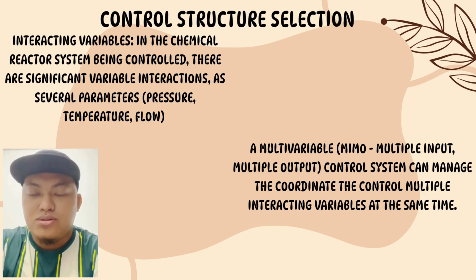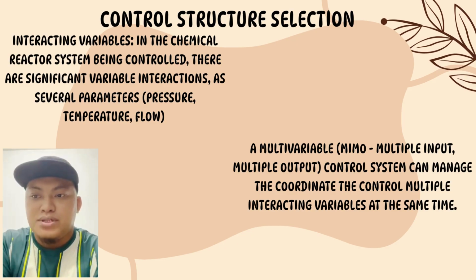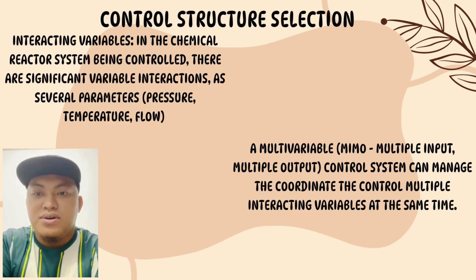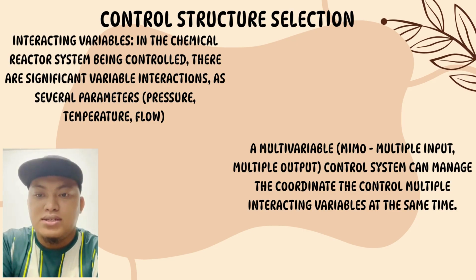Now, continue about control structure selection. First is interacting variables. In the chemical reactor system being controlled, there are significant variable interactions among several parameters: pressure, temperature, and flow. Number 2 is a multi-variable, MIMO, multiple input, multiple output control system that can manage and coordinate multiple interacting variables at the same time.